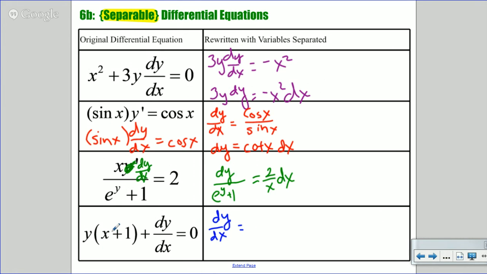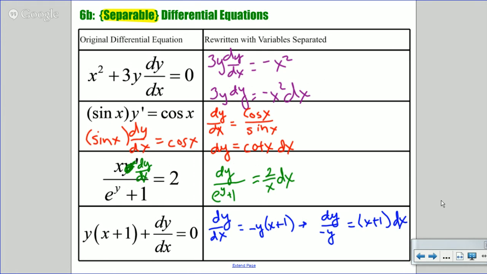I know that's not where we want our y's, but we can get there if we move everything over first. So subtract by the quantity y times x plus 1. Okay, now do you see where we can go? We could multiply both sides by dx to get the dx over here, and then divide both sides by negative y to get the y over here. All right, so where that would take us is dy divided by negative y is equal to x plus 1 times dx.